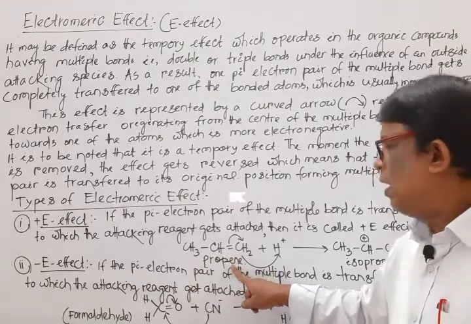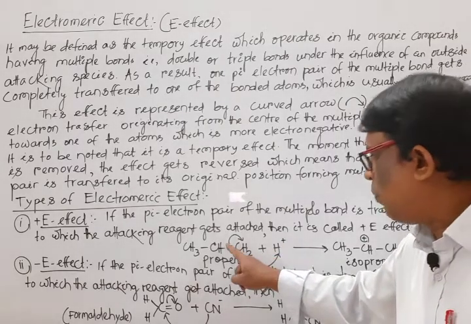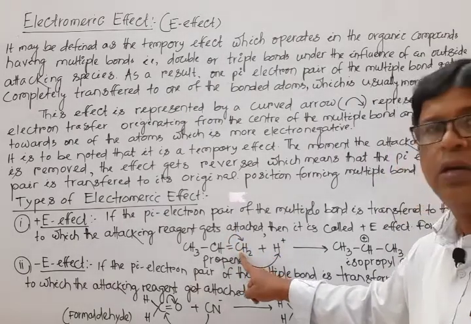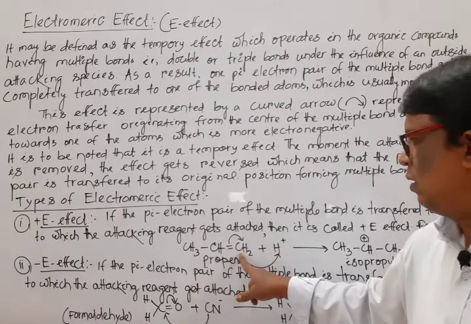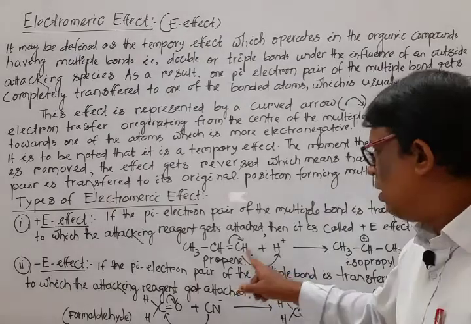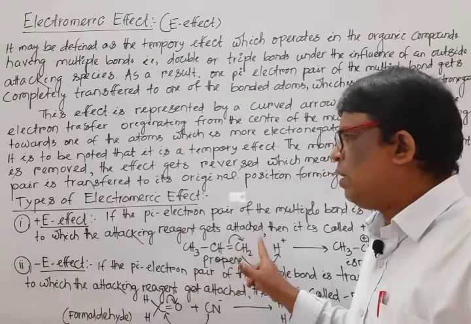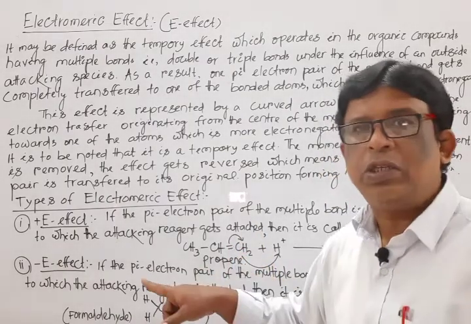One is propene. Here the attacking reagent is a proton, H plus. This H plus attacks this carbon and the pi electron is transferred to the nearer carbon, so it is known as plus E. Note down, propene attacked by H plus, that is proton, to form one isopropyl carbocation. Okay, on the basis, second thing, that is the minus E effect. That means here, mark that the attacking species attacks this carbon, the electron is transferred nearer to this one, so it is plus E. If away from this one, then it is a minus E.